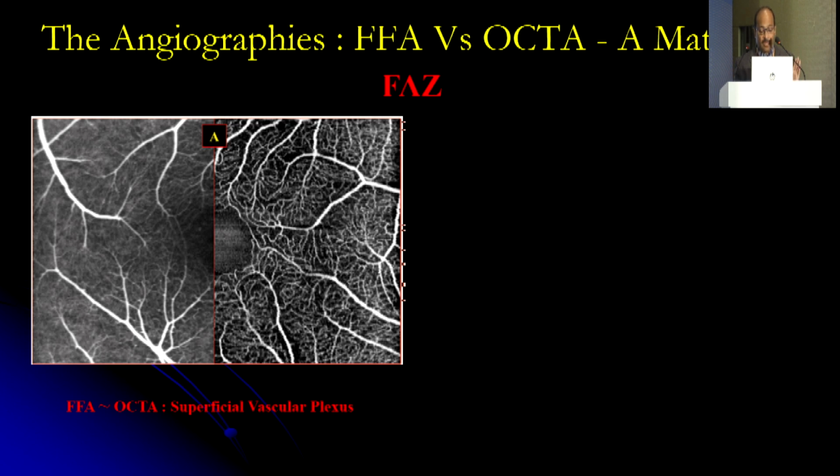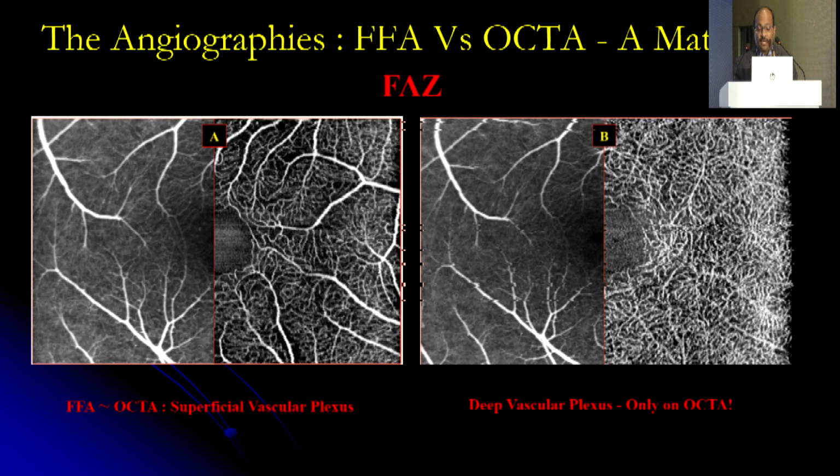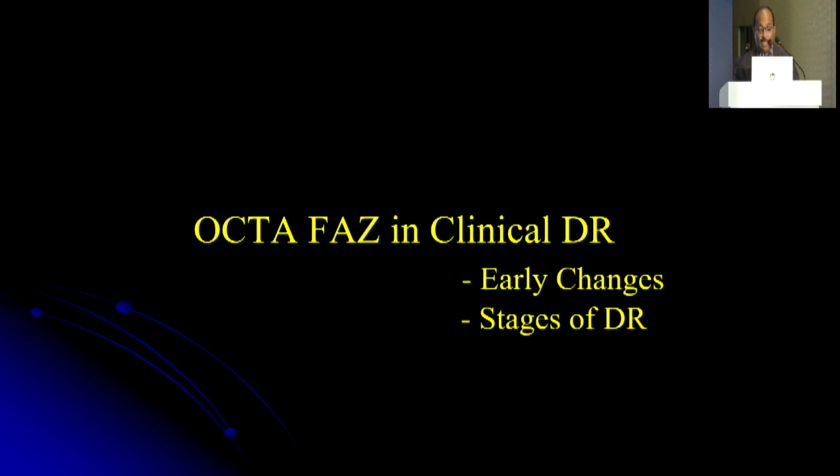FAZ on fluorescein angiography corresponds fairly well with the superficial vascular plexus of the OCTA. But where OCTA scores is, this is the only place where you can see the deep vascular plexus. So that's important. And OCTA-FAZ, now looking at early changes and stages of DR.